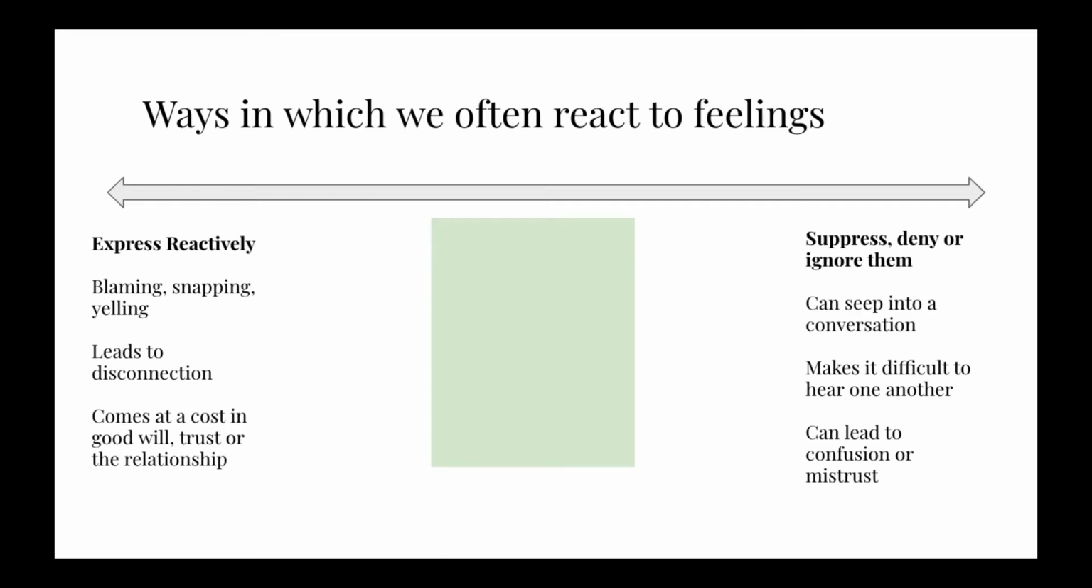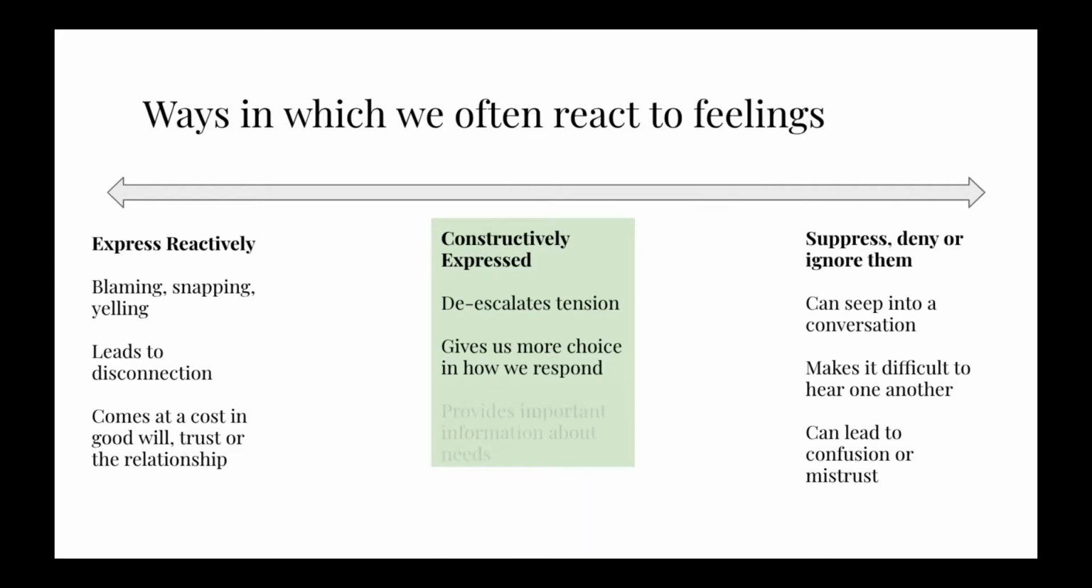And there is a healthy middle ground, which is to constructively express our emotions. When we can express our emotions constructively, it really de-escalates tension between two individuals. And when it de-escalates tension, we are in a space where we can give each other more choices in how we respond, even when we are not agreeing with each other. When we constructively express our emotions, we can provide important information about our needs. Now, we'll talk more about this in the later section of the clip.